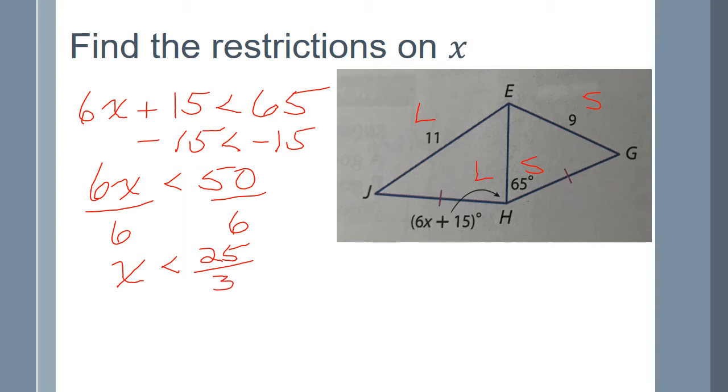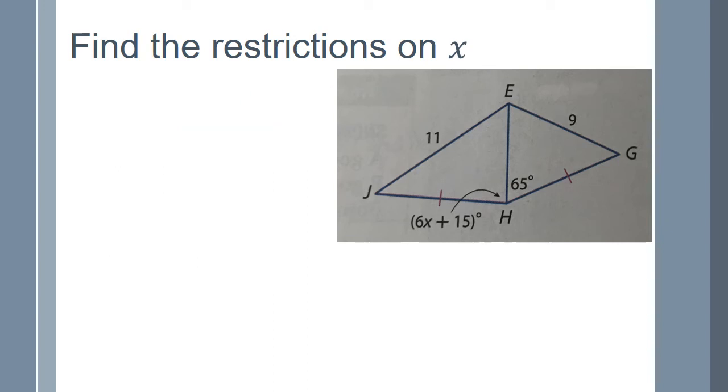Now the other part is this: 6x plus 15 must be... shoot, I set it up wrong. It's supposed to be greater than 65. So here we go. See, you got to catch your work. So let's do it all over again.